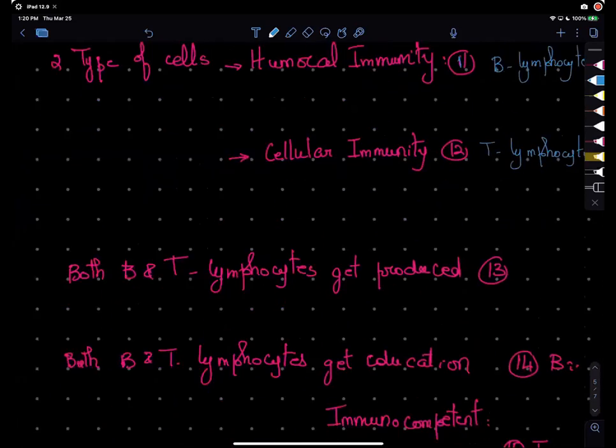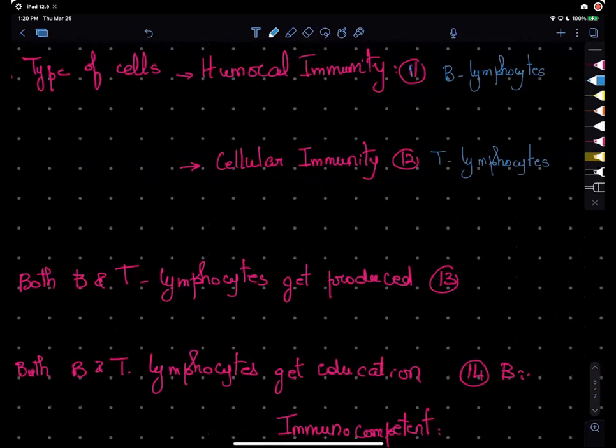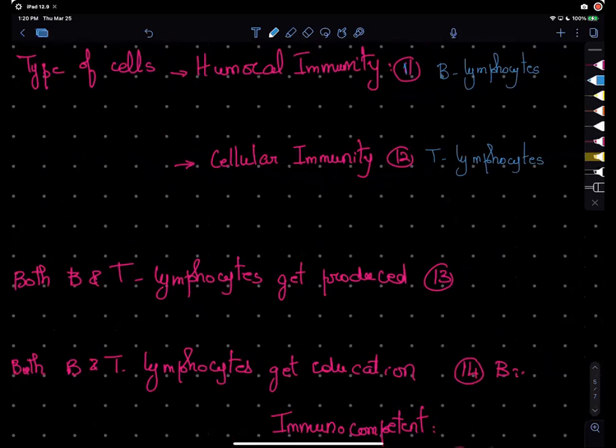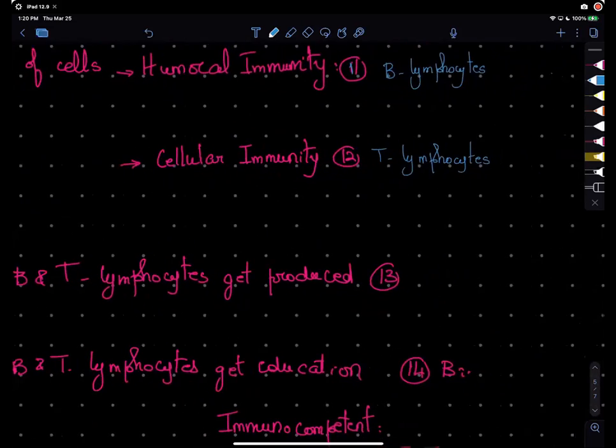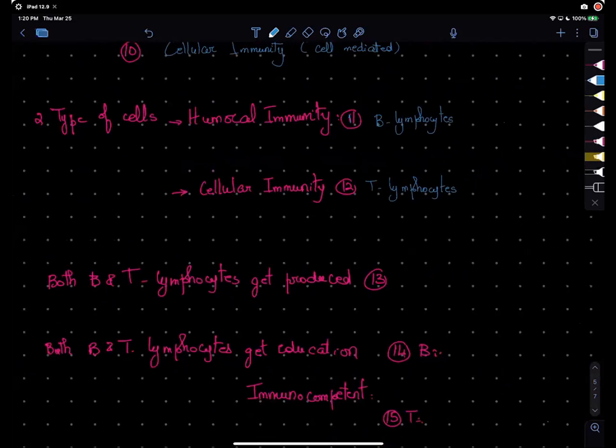Do you remember where both B and T lymphocytes are getting produced? Where do they get produced? Both B and T lymphocytes. Exactly, they are produced like all blood formed elements from the red bone marrow. And remember where they get their education.